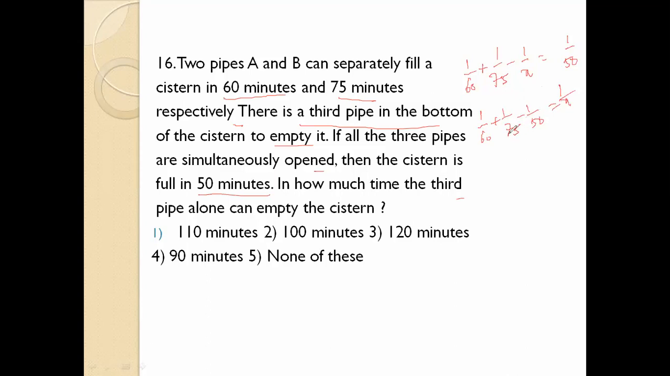LCM: 75 2 times 150. 150 is not divided by 60. 75 3 times 225. 75 4 times 300. 300 is divisible by all these values. So 300 is the LCM. 5 times, 4 times, 6 times. 9 minus 6 is 3. 3 by 300 equal to 1 by x. 3 1 time, 300 times. So x equals 100 minutes. So option number 2 is the right answer. 3 is not the right answer. Option number 2 is the right answer.